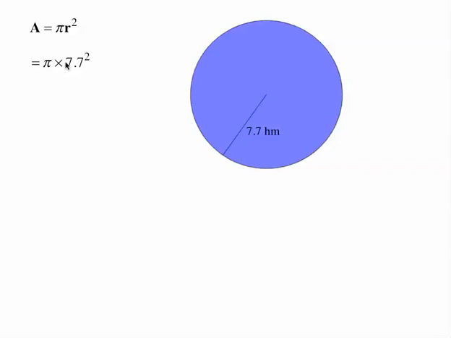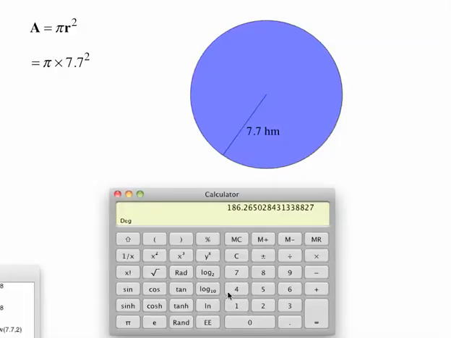And so at that point, it's just calculator work. And remember, you're only squaring the radius, right? You're not squaring the pi. You don't do pi times 7.7 and then square the result. In your calculator, you can just put that in one shot.